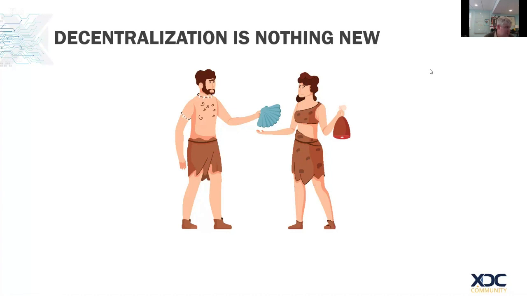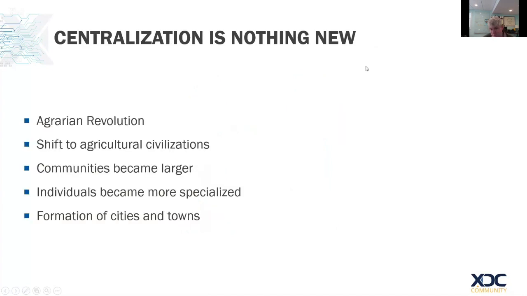The change from decentralization to centralization of human civilization tracks pretty well with how people transacted throughout history. And so in a decentralized community, it's much easier to barter for goods with people. You know the people, you can trust the people, and you can exchange goods and services pretty easily.